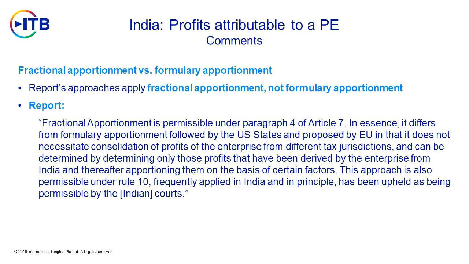The report's approaches apply a fractional apportionment as opposed to formulary apportionment. The report says this: fractional apportionment is permissible under paragraph 4 of Article 7. In essence, it differs from formulary apportionment followed by the US states and proposed by EU, in that it does not necessitate consolidation of profits of the enterprise from different tax jurisdictions, and can be determined by determining only those profits that have been derived by the enterprise from India, and thereafter apportioning them on the basis of certain factors. This approach is also permissible under Rule 10, frequently applied in India, and in principle has been upheld as being permissible by the Indian courts.